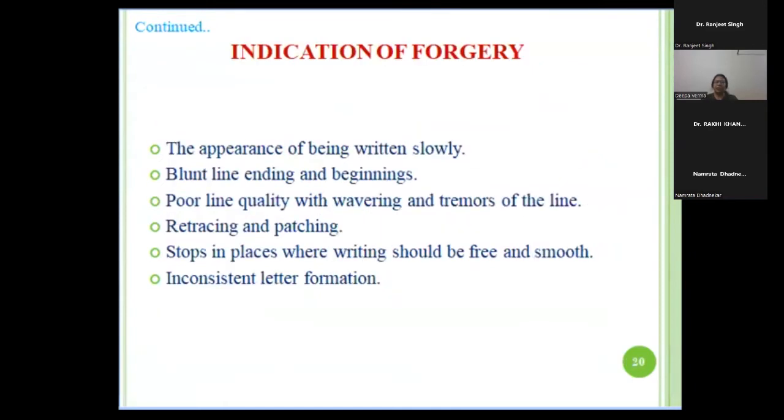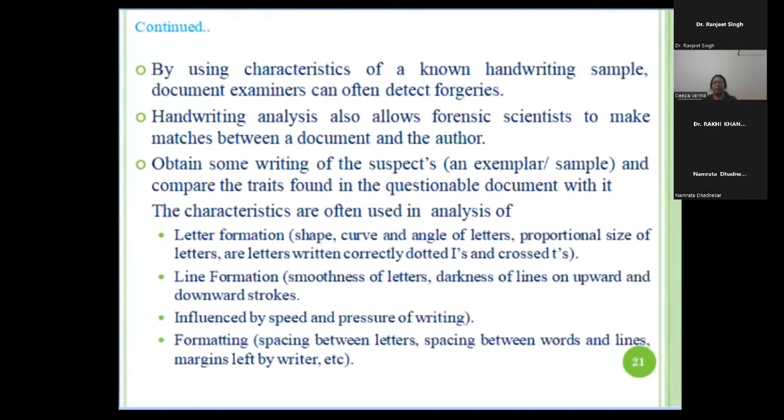So what are the indications of forgery? The appearance of being written slowly may be part of that. Blunt line endings and beginnings in the signature part. Poor line quality with wavering and tremor in the line, as if it is an old man's signature. Retracing and patching, because forgery can never be a perfect forgery. There may be chances of features which show retracing, patching, etc. Stops in the places where writing should be free and smooth, and inconsistent letter formation. These are the features generally found in forgery or disguised type of materials.